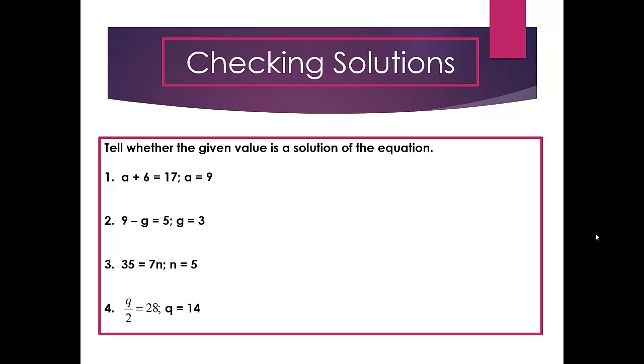So for number 1, we have a plus 6 equals 17. And we want to see if a equals 9. So instead of a, we're going to put in our 9. So we have 9 plus 6 equals 17. 9 plus 6 is 15. So we have 15 equals 17. And 15 does not equal 17. So this is not a solution.